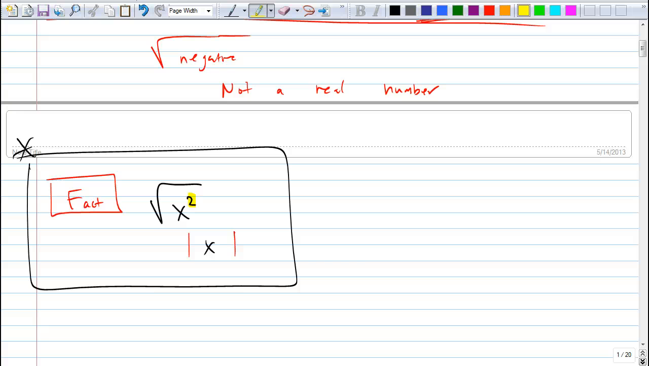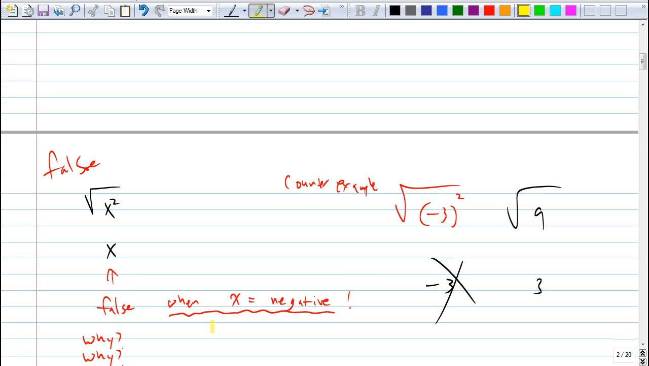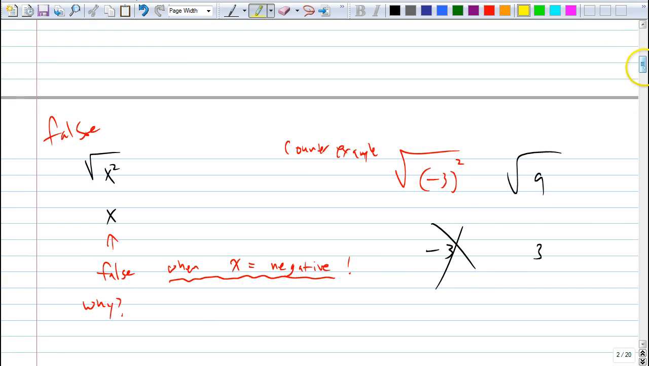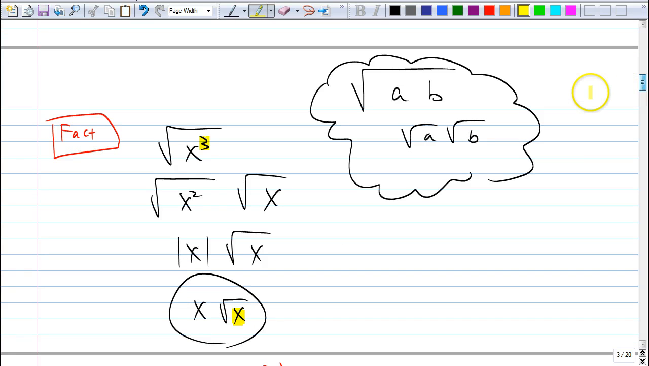So the square root of x squared is the absolute value of x. The square root of x cubed is what? x square root of x. You don't need to put the absolute value, because x has to be positive to be on a number line, to be a real number. Are you okay with this? Okay, we'll do some more examples, it'll make sense.